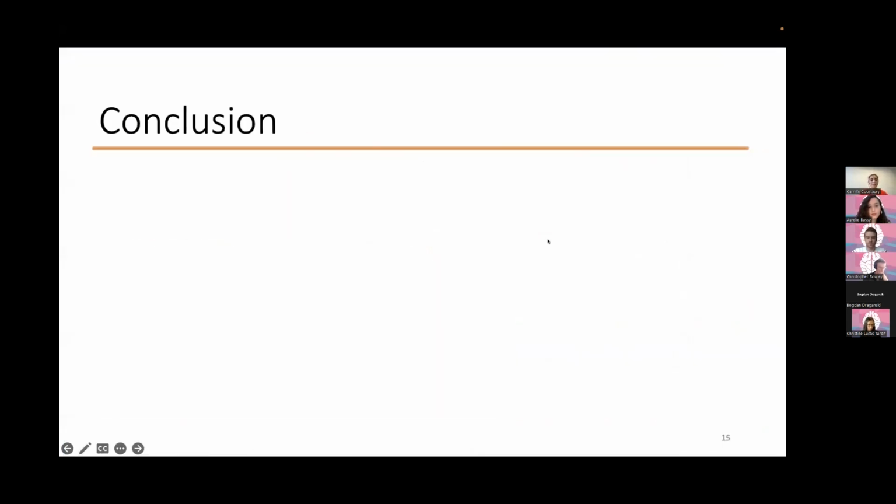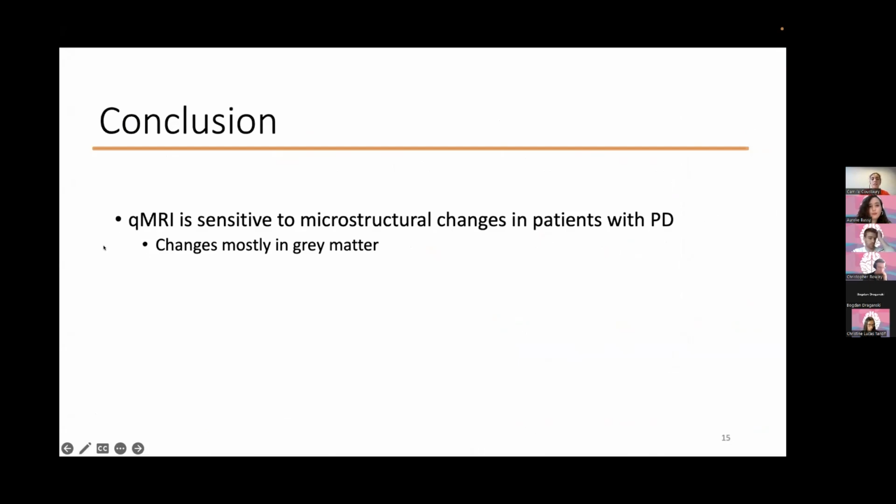So in conclusion, what we saw is that quantitative MRI is sensitive to microstructural changes in patients with Parkinson disease. And we mostly saw changes in gray matter compared to white matter. For now, we don't really know how to interpret these results. It's possible that it's due to neurodegeneration, but we don't have the full interpretation for now.